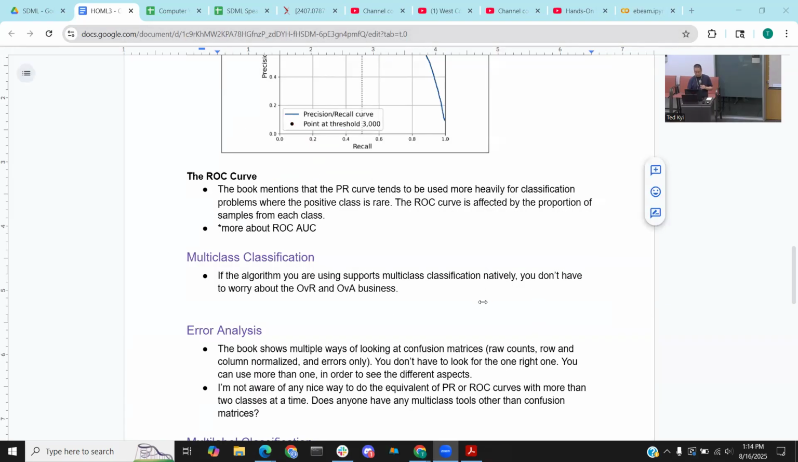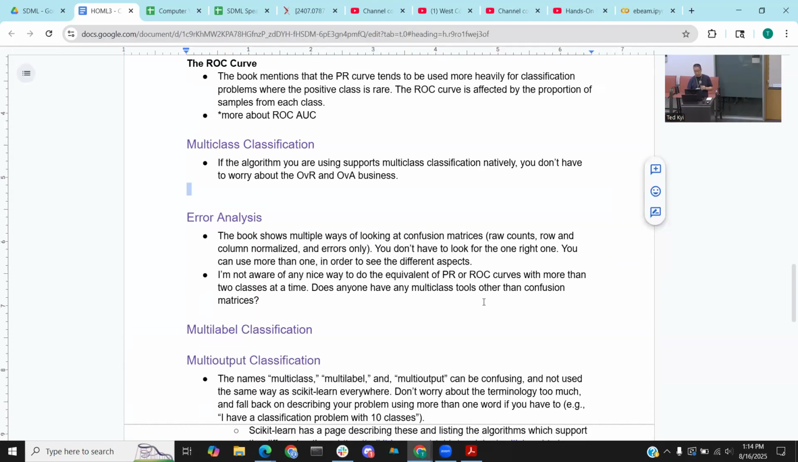All right. Moving on, multi-class classification. So they talk about one versus the rest, one versus one. If your algorithm supports multiple classes, then you don't have to worry about this business, but you do need to know that for some of the ones that don't, you have to do this. Luckily, most algorithms do support multiple classes.